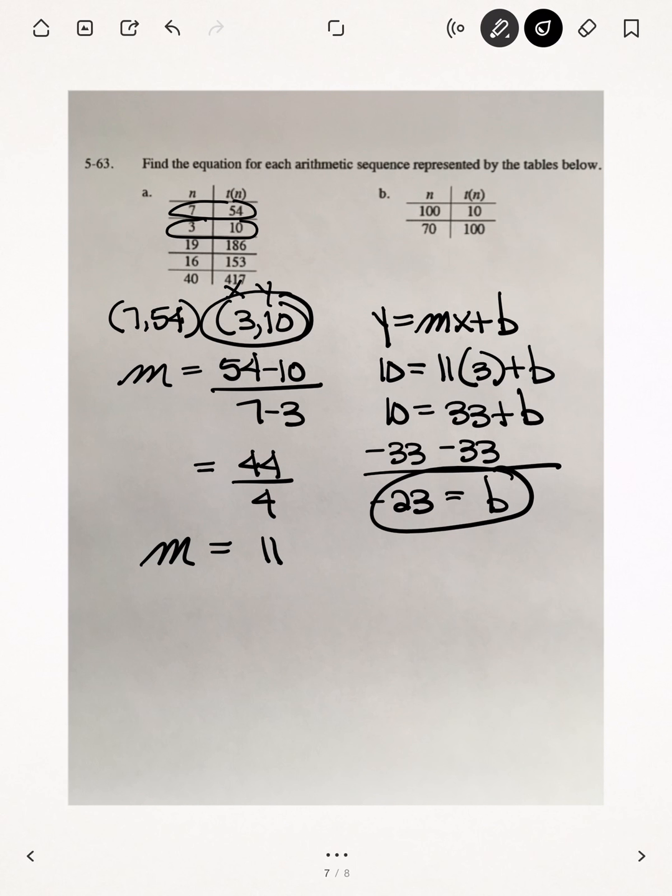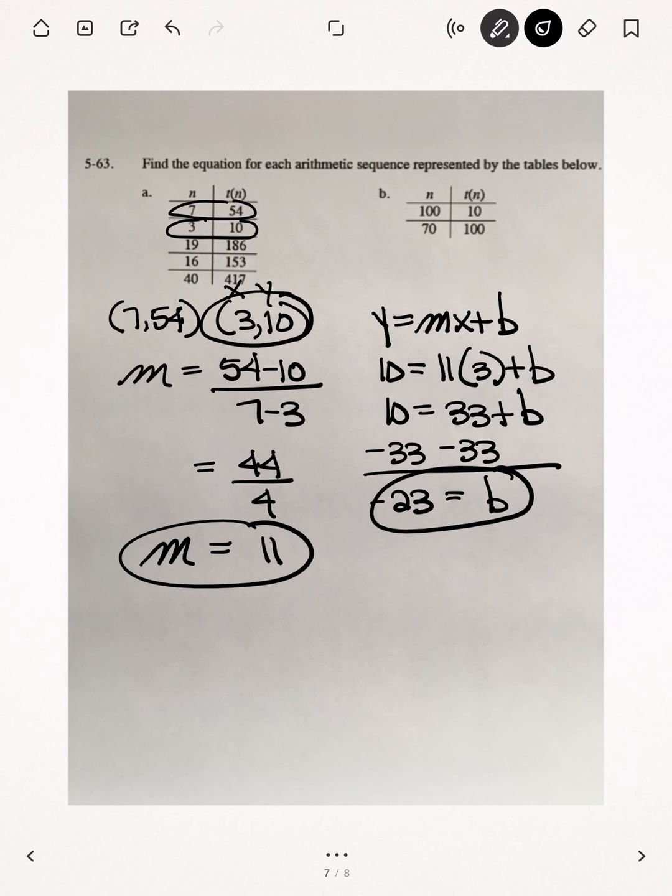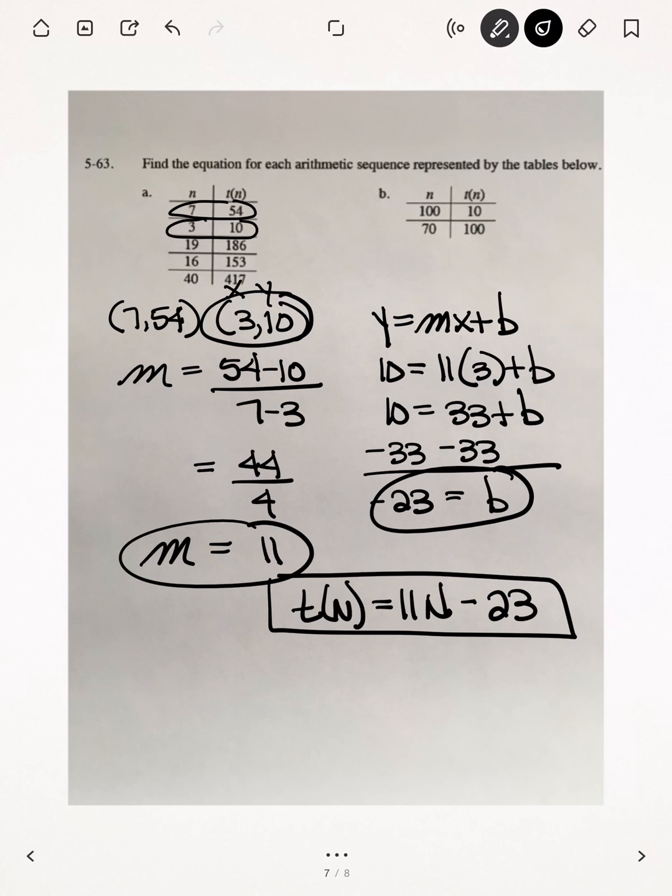So do I have enough information to write the equation of my sequence? Let's see. I know I'm using t of n. My slope is 11. I'm using the letter n instead of x, and I say minus 23. There is the equation of the sequence that is represented by that n, t of n chart.